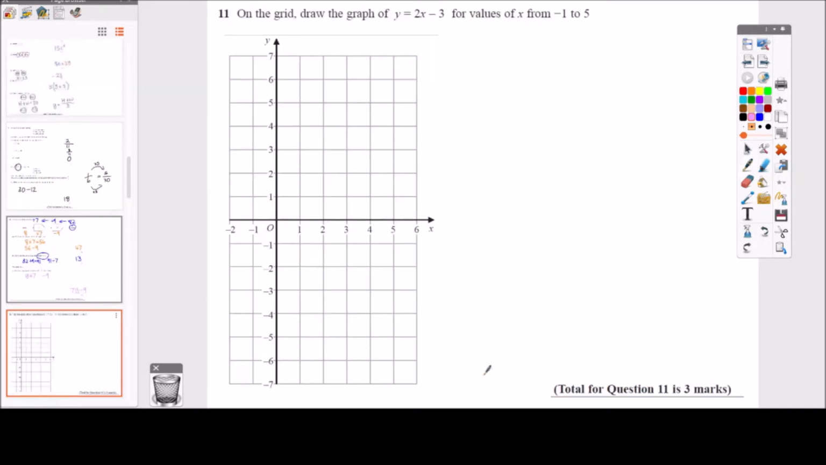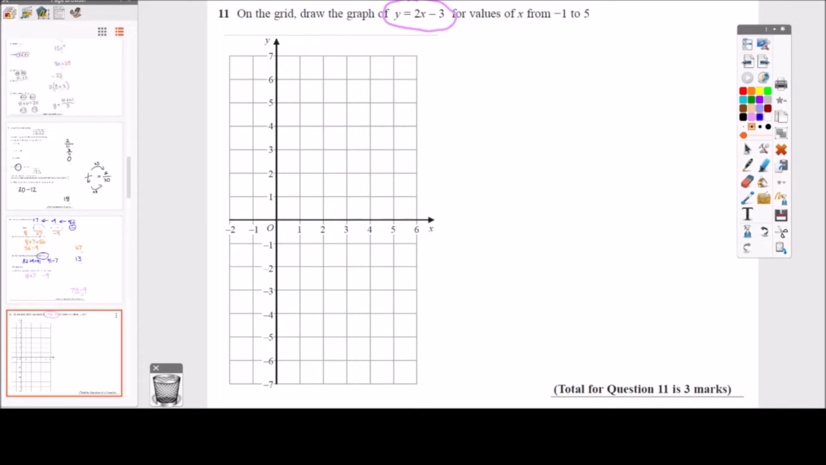Question 11. Now, it may well be that you've been shown how to use the table function on your calculator. So if you know how to do that, I would recommend you use that. If not, I'll show you the old school way. So to plot a graph, and this is going to be a straight line graph, where you've just got y's and x's and numbers, it's always going to be a straight line.